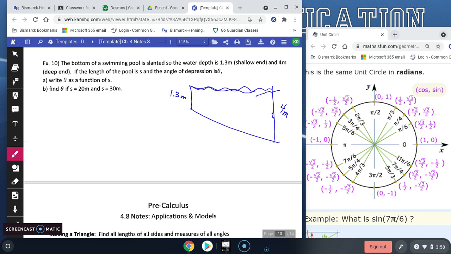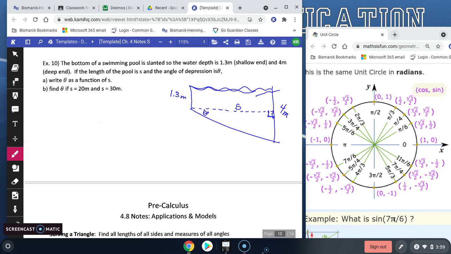If the length of the pool is S, from here to here, this is S. Length of the pool is S, and the angle of depression is theta. So here's theta. You're standing on the bottom of the shallow end, you're looking down, that's your angle of depression down to the bottom of the deep end.